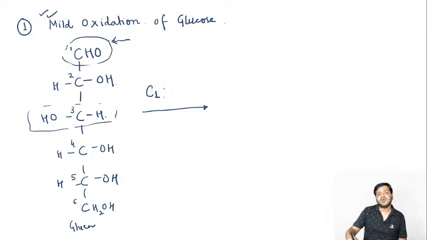So glucose, now we are taking here that suppose the C1, that is the functional group over here, is oxidized. If C1 is oxidized, that is mild oxidation. Now this aldehyde will lead to the formation of acid.